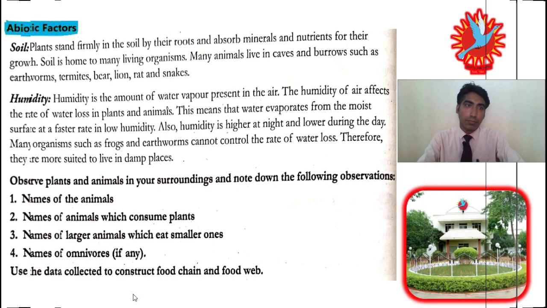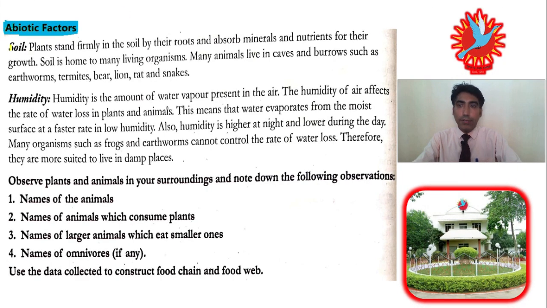Next abiotic factor is soil. Plants stand firmly in the soil by their roots and absorb minerals, nutrients and lots of water with the help of their roots. Soil is the home of many living organisms. Many animals live in caves and burrows, such as earthworms, termites, bears, lions, rats and snakes. So soil is a very important abiotic component for the survival of many animals.